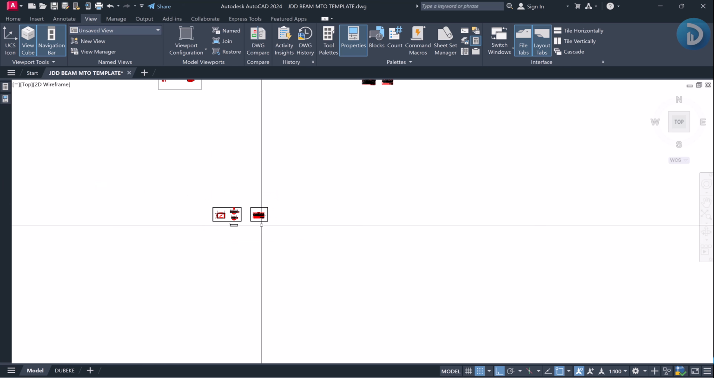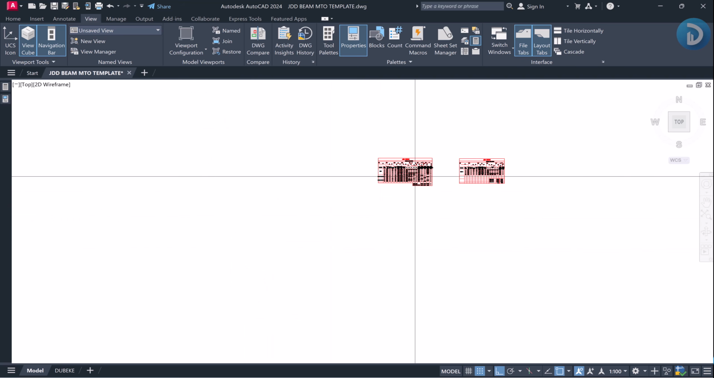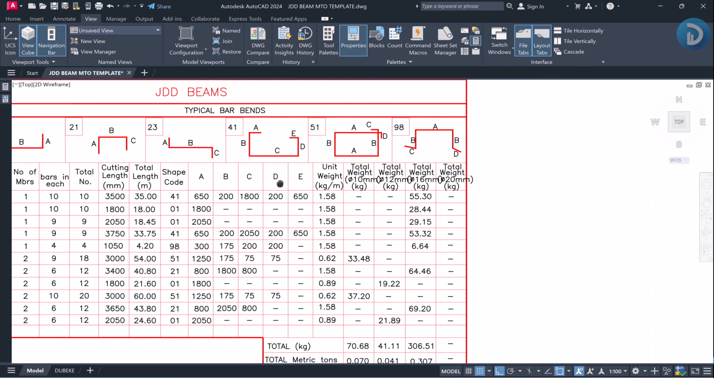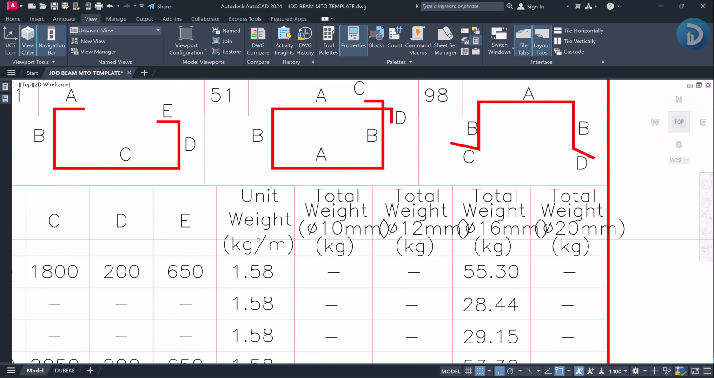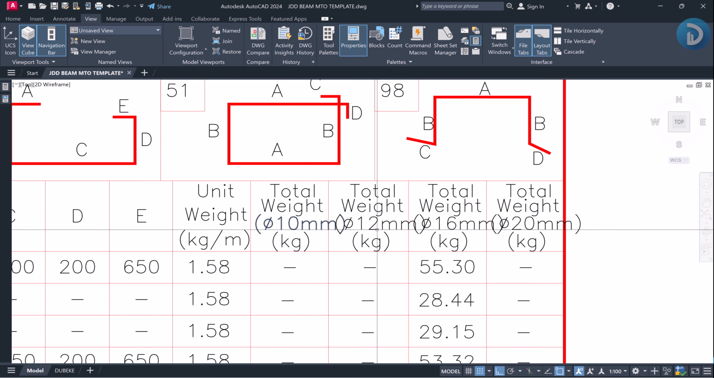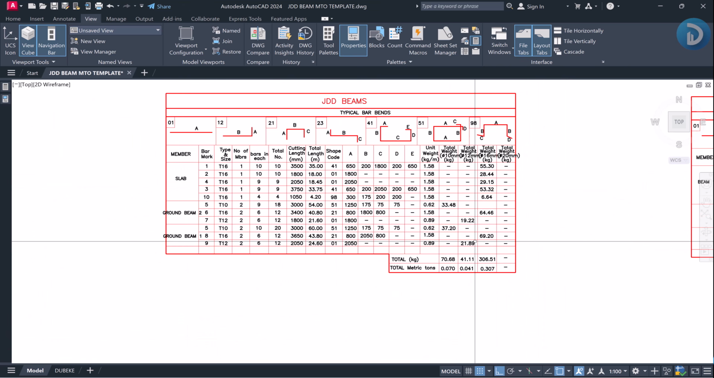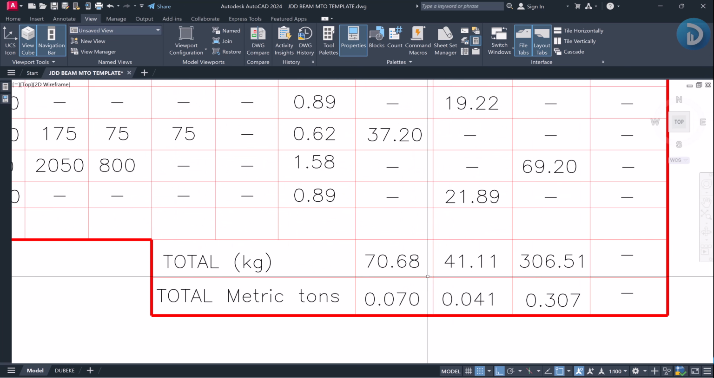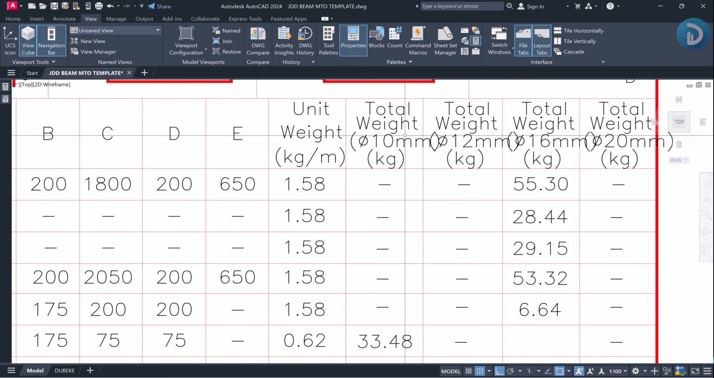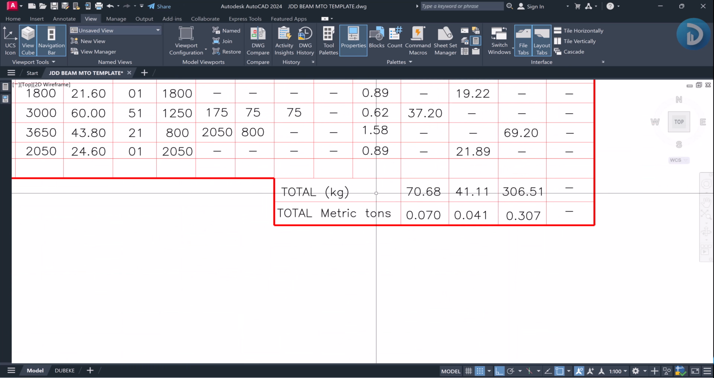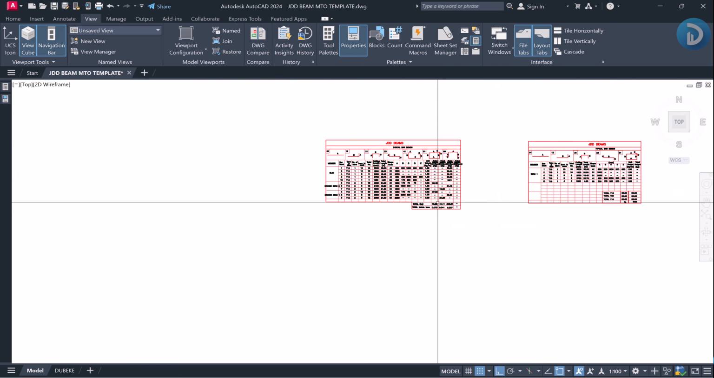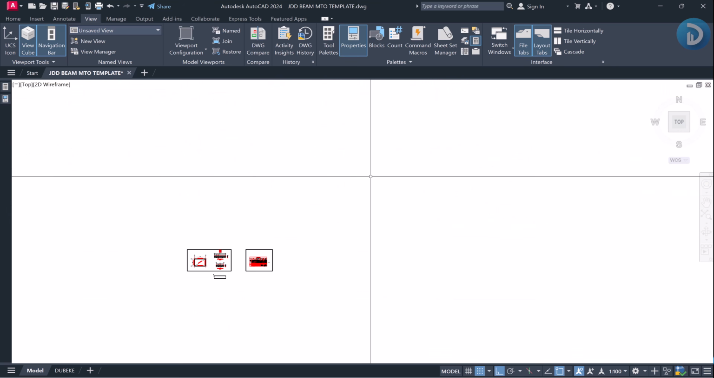And we also have the other template here where we've separated the different weights. This is the weight of 10 millimeter, 12, 16, 20 for your respective project. This is where you can sum the different weights, if you have 10 millimeter, 12, or 16, you can calculate their specific requirements based on the diameter. So let's return back to this.